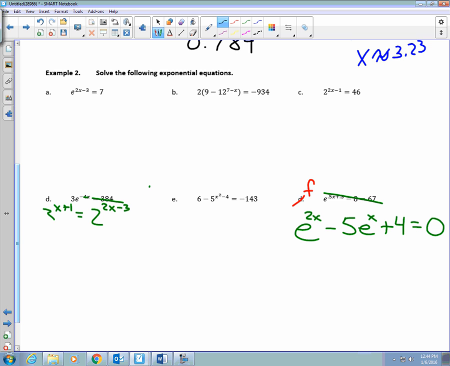All right, you're going to want to change D and F. I rewrote them. So we have 3 to the x plus 1 equals 2 to the x minus 3, and e to the 2x minus 5 e to the x plus 4 equals 0.